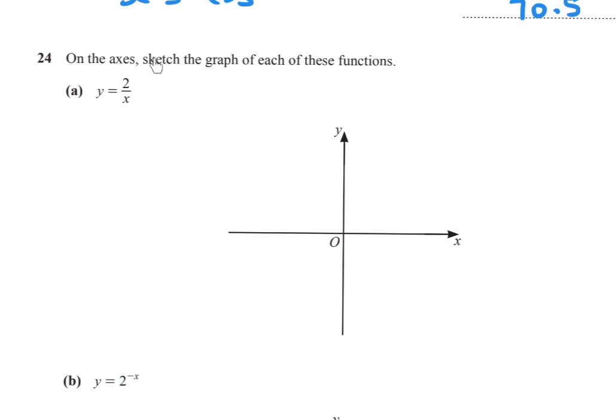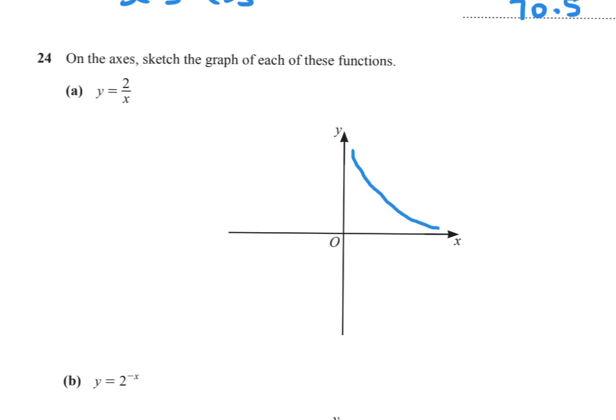24. On the axes, sketch the graph of each of these functions, y equals f over x. Now we have an inverse relation between y and x. If x increases, y decreases. This function is represented by the curve. When x goes up, y goes down, because inversely proportional, so like that.